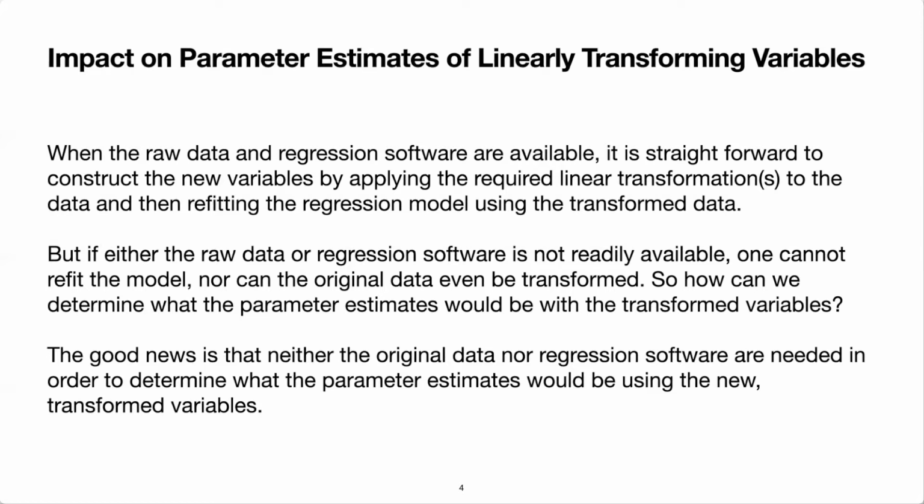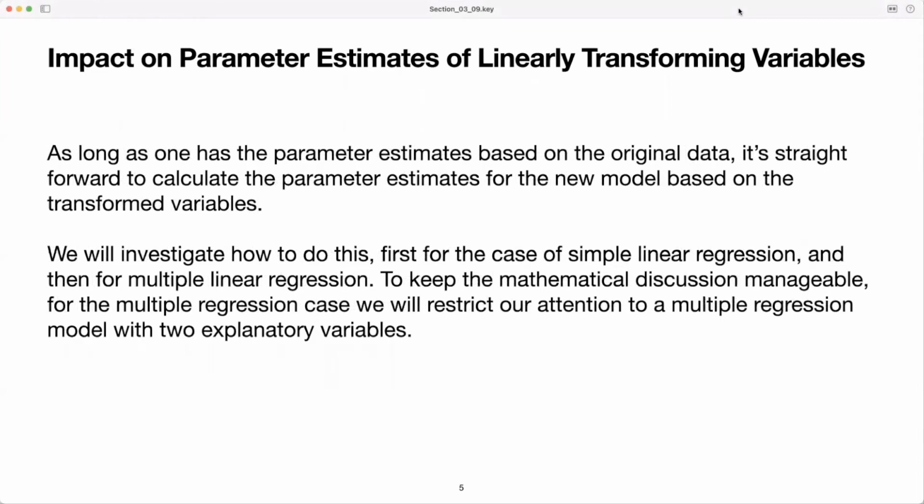The good news is that neither the original data nor regression software are needed in order to determine what the parameter estimates would be using the new transformed variables. As long as one has the parameter estimates based on the original data, it's straightforward to calculate the parameter estimates for the new model based on the new transformed variables. We will investigate how to do this, first for the case of simple linear regression, and then for multiple linear regression. To keep the mathematical discussion manageable, for the multiple regression case, we will restrict our attention to a multiple regression model with two explanatory variables.